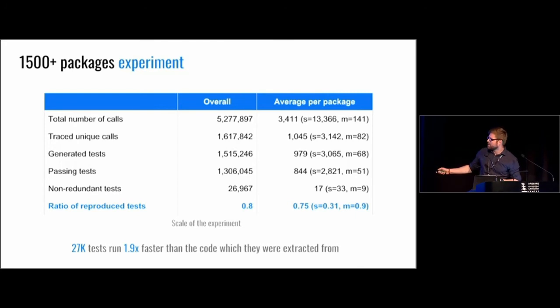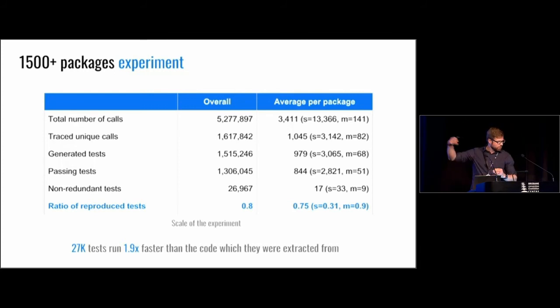So basically, we were able to reproduce 80% of all the calls that we saw, which was better than we actually hoped for at the beginning. A side effect was that all those 27,000 something tests run 1.9 times faster than the code that they came from.